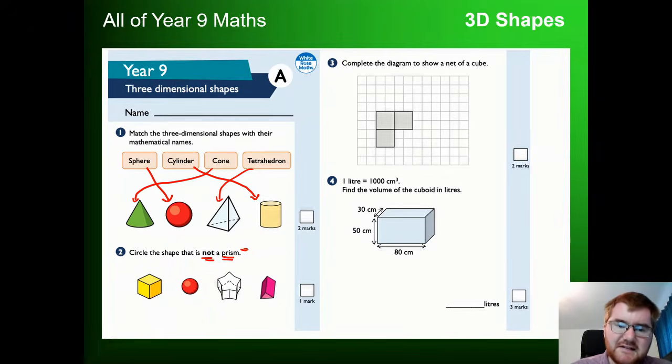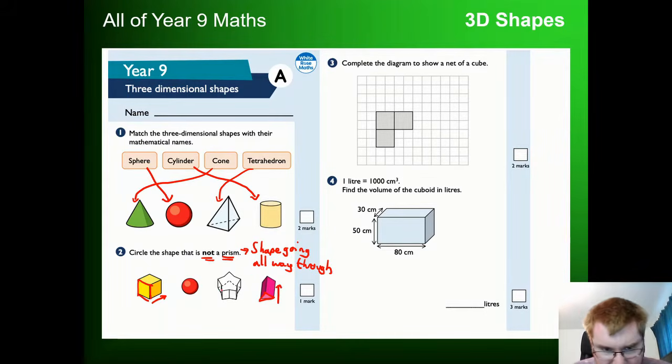Now we need to circle the shape that is not a prism. A prism, remember, has the same shape going all the way through. If we look at our first shape, the cube, notice the square goes all the way through our shape and doesn't really change. Likewise here, the triangular prism, the triangle doesn't change as it goes all the way through. And likewise, although this is harder to see here, this side doesn't change. The only one that does change as you go all the way through is the sphere. So we're going to circle that as our correct answer. Circling a sphere, that's kind of interesting. So that is the answer for question 2.